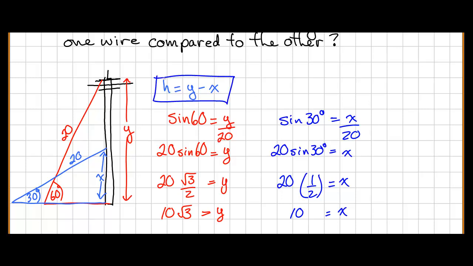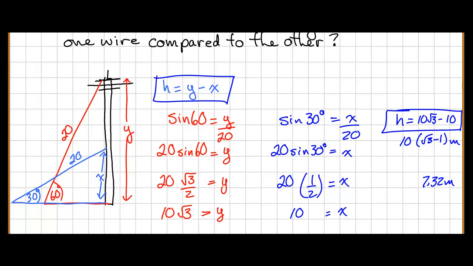Since we're looking for the height difference between the two wires, and that's equal to y minus x, we can say that h is equal to 10 root 3 minus 10. And unless we do a calculation with our calculator to get a decimal, which actually is 7.32 meters, usually the question is going to require that we leave our answer in exact form. So exact form will be 10 root 3 minus 10 meters, or if we factor out the 10, it'd be 10 times root 3 minus 1 meters. Either one of those is fine.